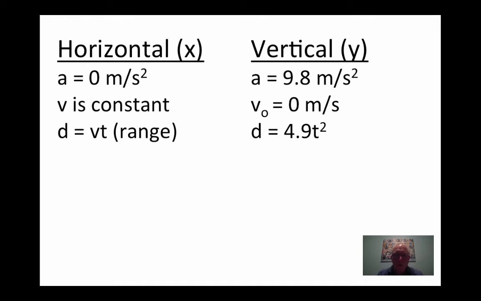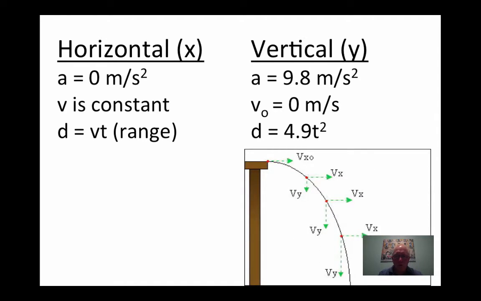I've noted here also that the displacement in the vertical direction will be 4.9 t squared. And that'll always be true since the initial velocity is 0. Can you derive that for yourself? It's a pretty straightforward derivation, but nice to convince yourself of it, I suppose. Okay, so what else can we say here in the horizontal direction?